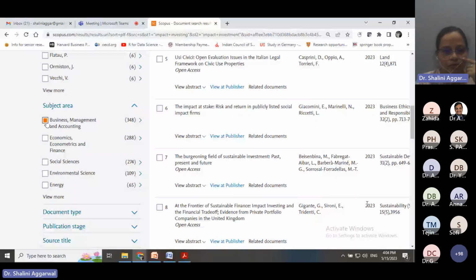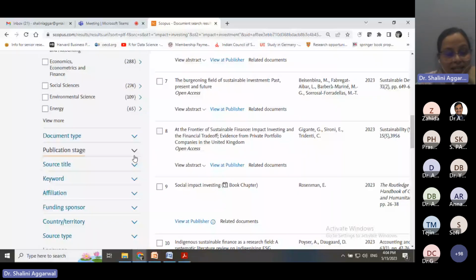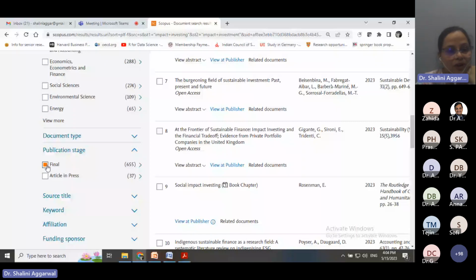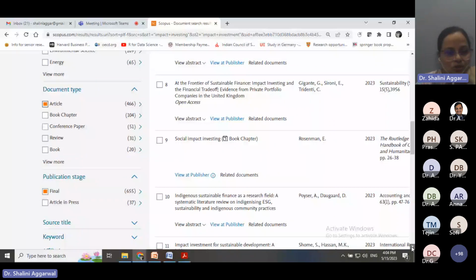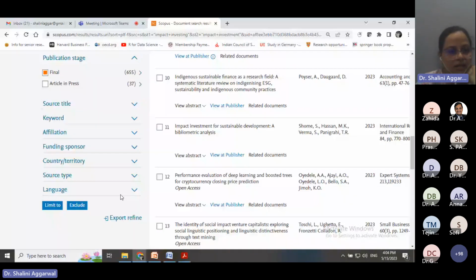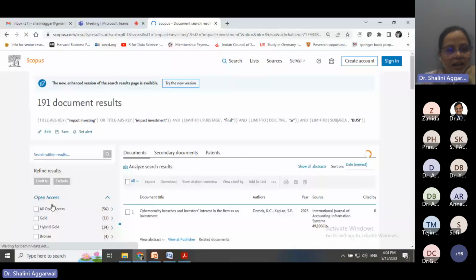Let's move to the next. For publication stage, we take all those papers that are final, not the articles in press. For document type, we do not want book chapters, conference papers, reviews or books. We want only articles, right? So if we click on all these things and press limit to, let's understand: you can see 191 documents have come. From 600-something, it has now come down to 191 documents. The number has reduced.